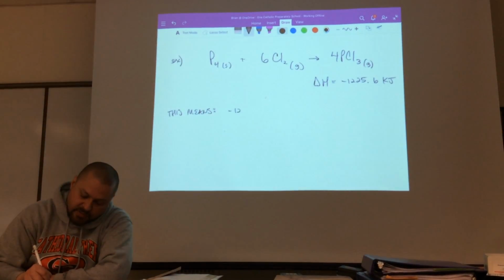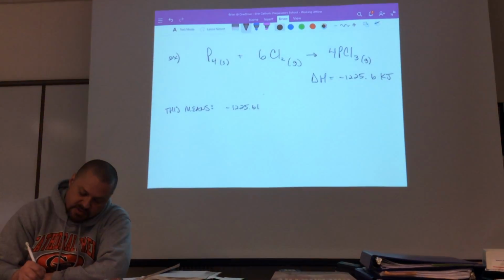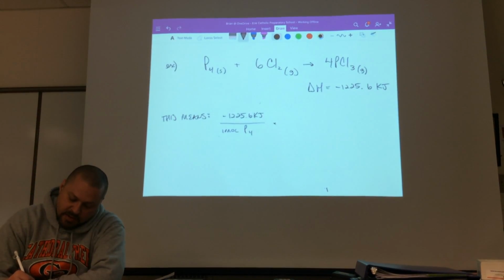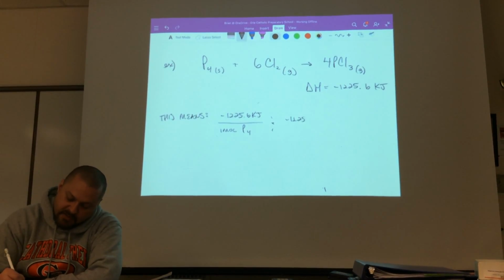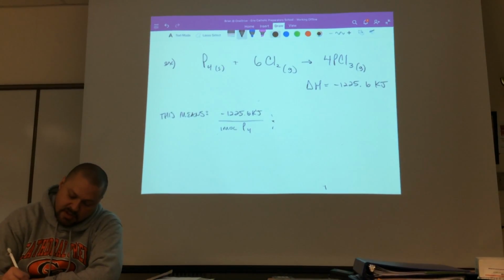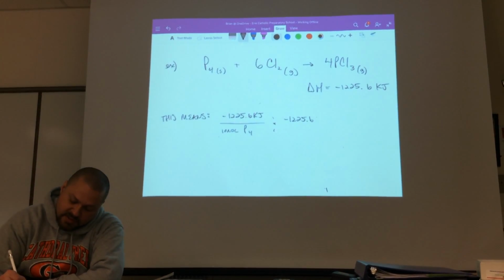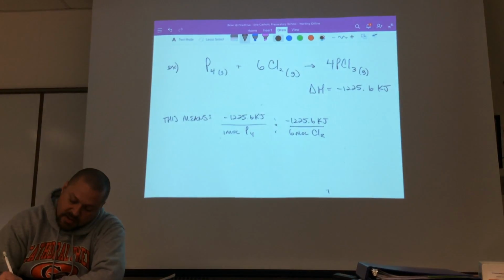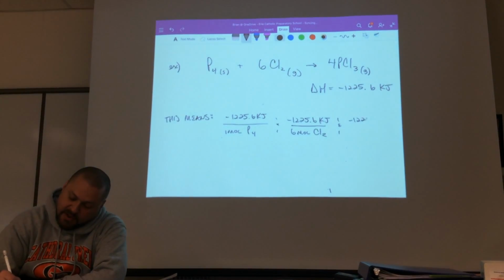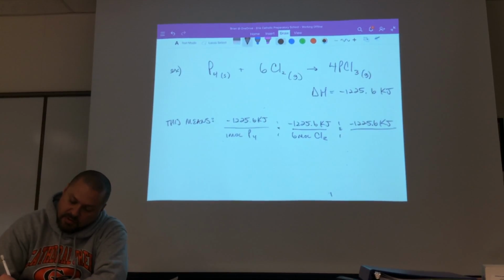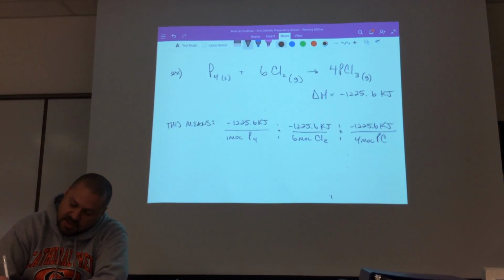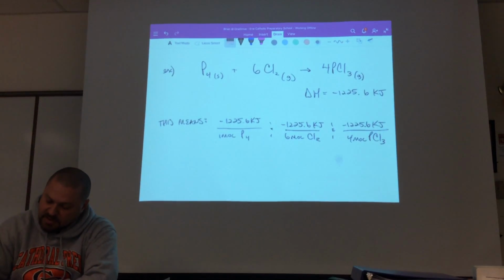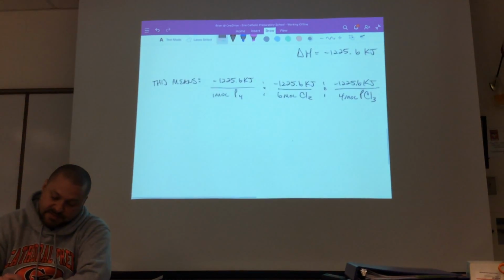So what this means is that there's negative 1225.6 kilojoules per 1 mole of P4. And there's negative 1225.6 kilojoules per 6 moles of Cl2, and there's negative 1225.6 kilojoules per 4 moles of PCl3. So it just depends on what you're talking about. You need to pay attention to the equation and the coefficients.